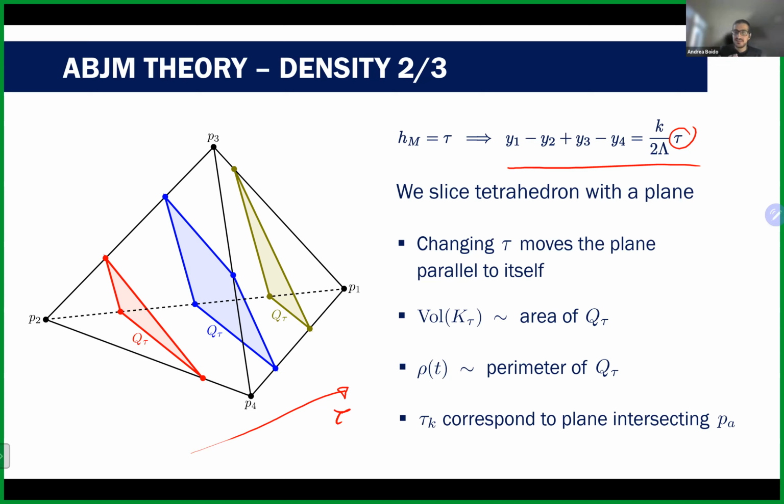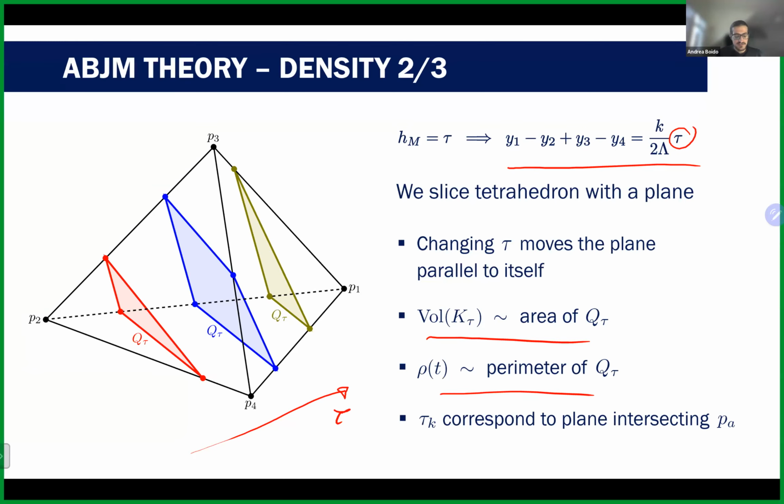So when you cut this tetrahedron with this plane, you will identify some polyhedron. In particular, there will be either a triangle or a quadrilateral. I'm calling this Q tau here in the picture. Essentially, the volume of your symplectic quotient, k tau, is proportional to the Euclidean area of this Q tau, which is easy to compute using standard linear algebra tools. And then it turns out that when you take the derivative with respect to lambda, you actually compute the perimeter of this space.